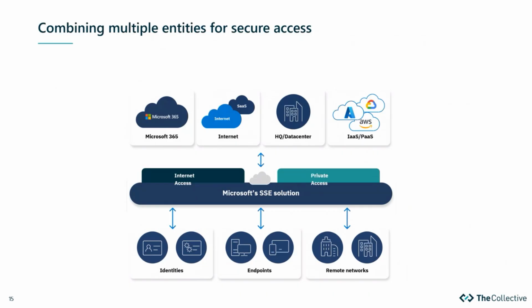So if we want to combine these different things, there are two main differences within Global Secure Access or the Microsoft SSE solution. At the left-hand side, we have internet access, and at the right-hand side, we have private access, meaning we can either allow access to resources on the internet, being the internet access profile, or we can allow users access to private resources at the right-hand side, so hosted privately.